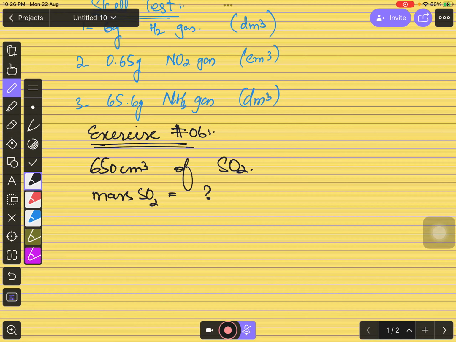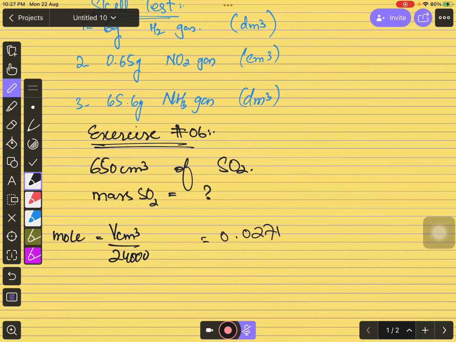So it is again the same. You need to go through the moles, and we know that if the volume in centimeter cube is given to you, you can directly divide it by 24,000. You will get the number of moles, right? So right now we have volume which is 650. So we divide 650 by 24,000, we will get 0.0271, right? This is the answer of moles.